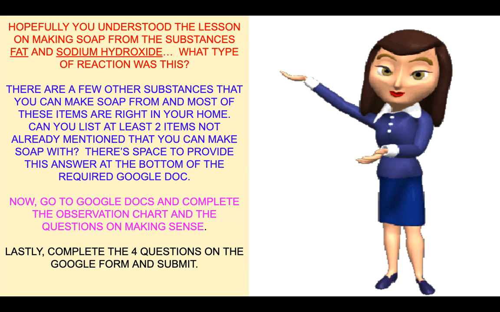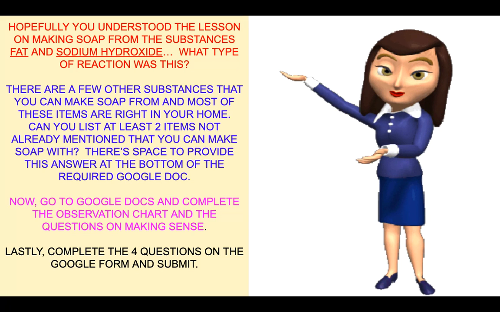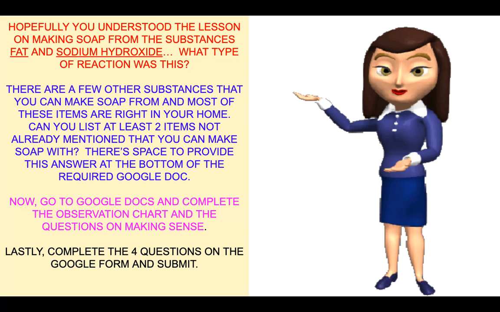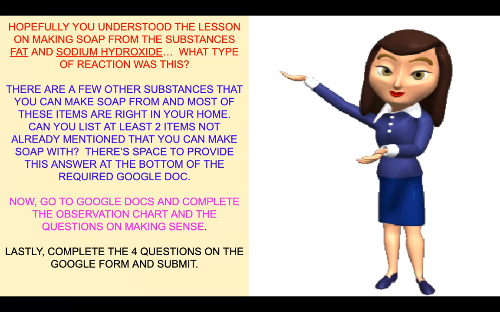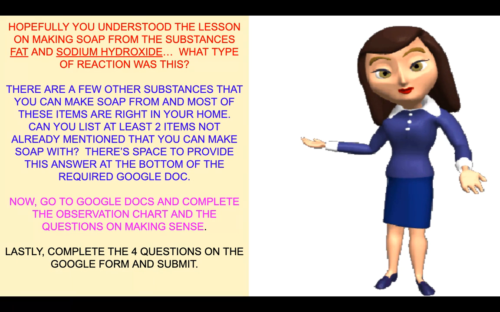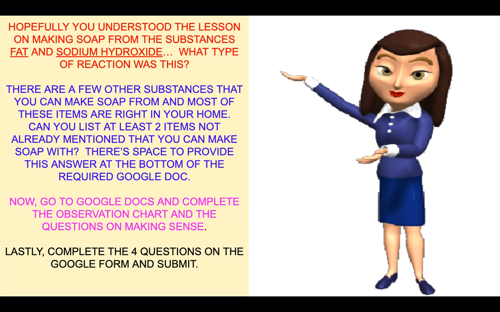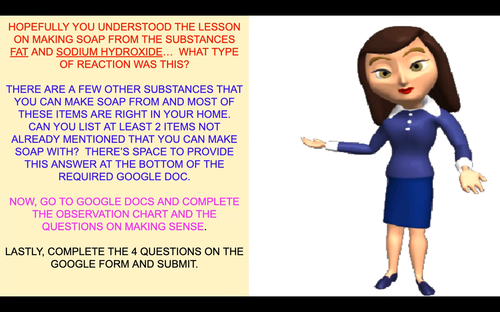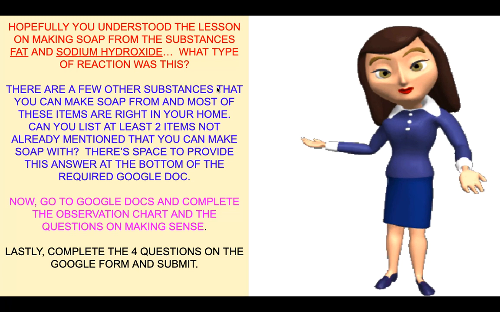There are a few other substances that you can make soap from, and most of these items are right in your home. Can you list at least 2 items not already mentioned that you can make soap with? There's space to provide this answer at the bottom of the required Google Doc. Now go to Google Docs and complete the observation chart and the questions on making sense. After you've completed that, you want to lastly complete the 4 questions on the Google form and submit.